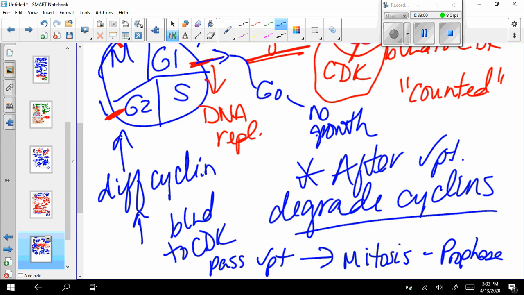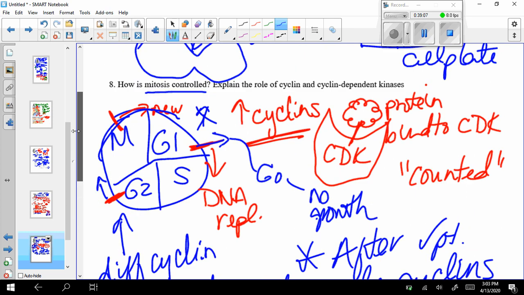So if you pass the checkpoint, you go this direction. If not, you just stop, and your cell is not going to go through mitosis and not going to divide. The last checkpoint is before, so it's between metaphase and anaphase.